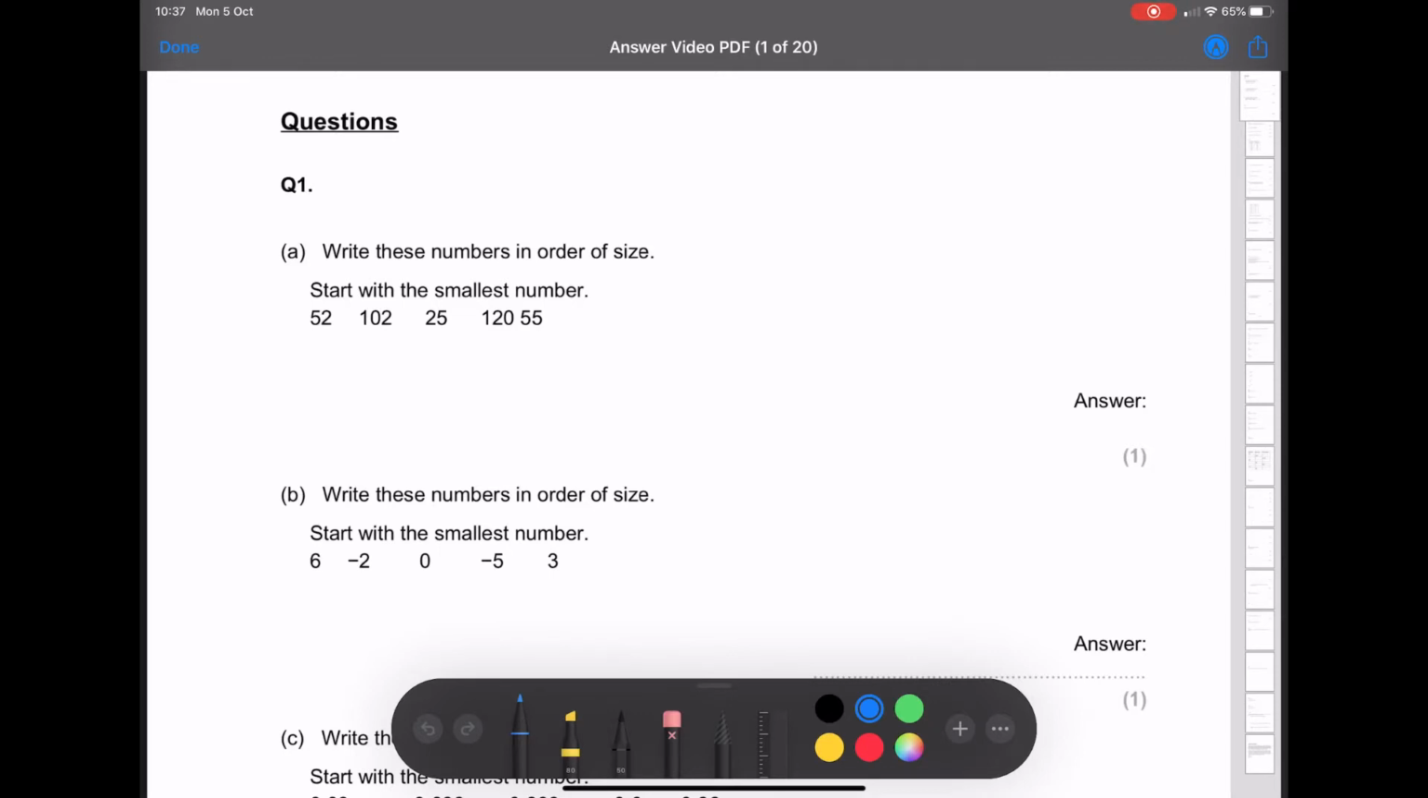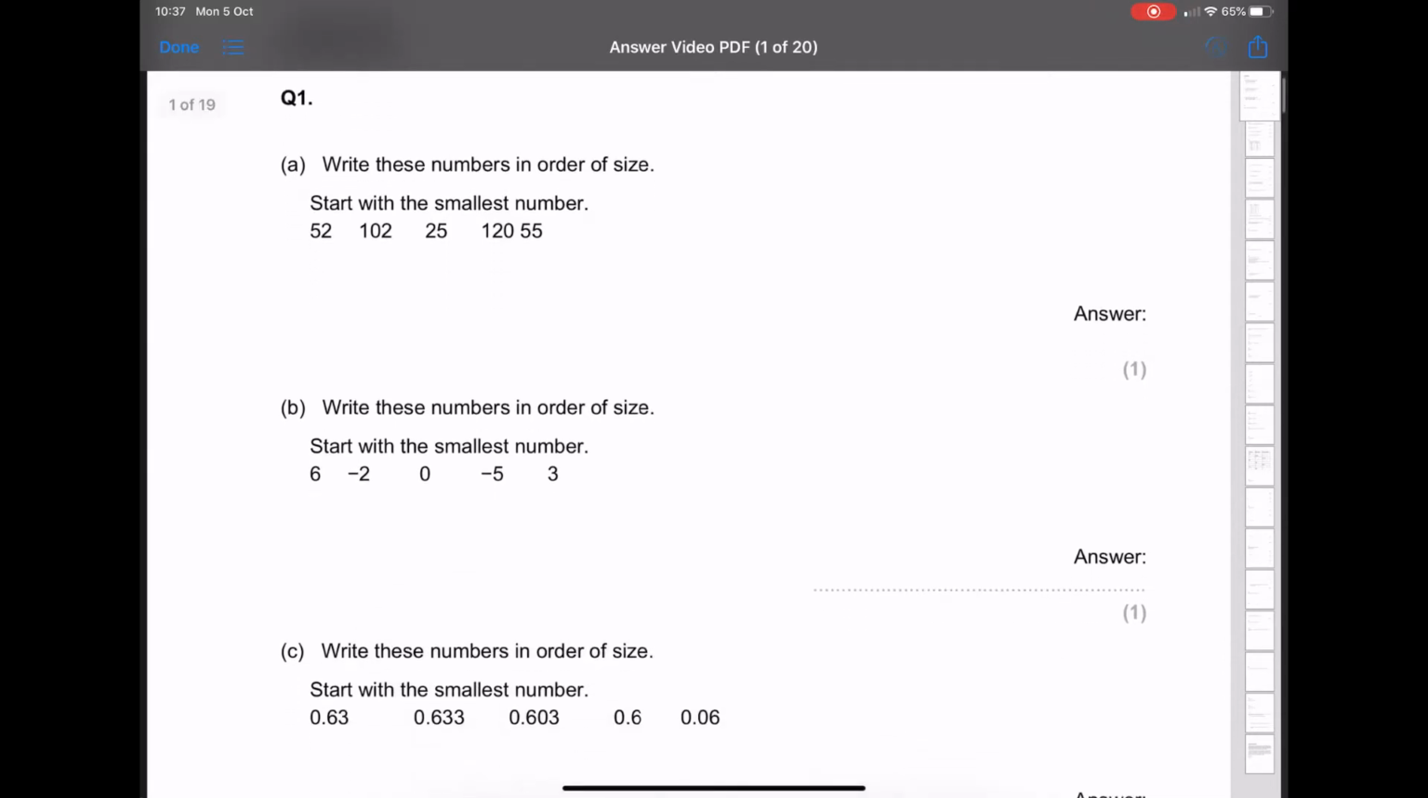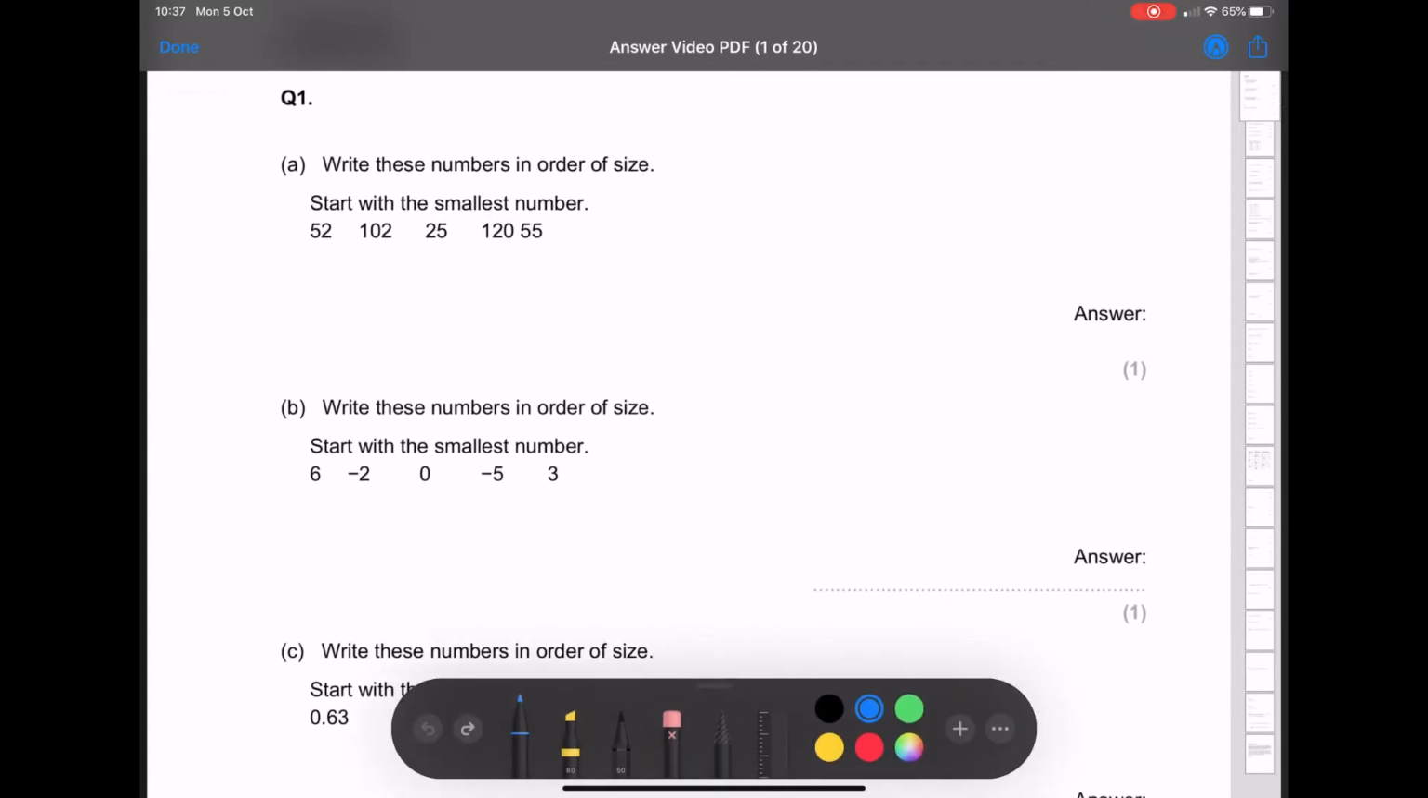The first question we have is, write these numbers in order of size, start with the smallest. Now, from what I can tell, most of you got this right, which is great. So let's just quickly go through how we would do this. You've just got to write these numbers from smallest to biggest. So we have 25, we have 52, 55, 102, and 120. Okay? So remember, this is 102, and this is 120.